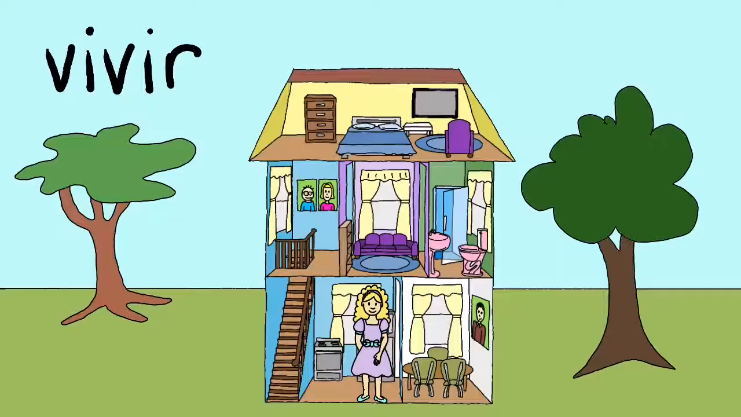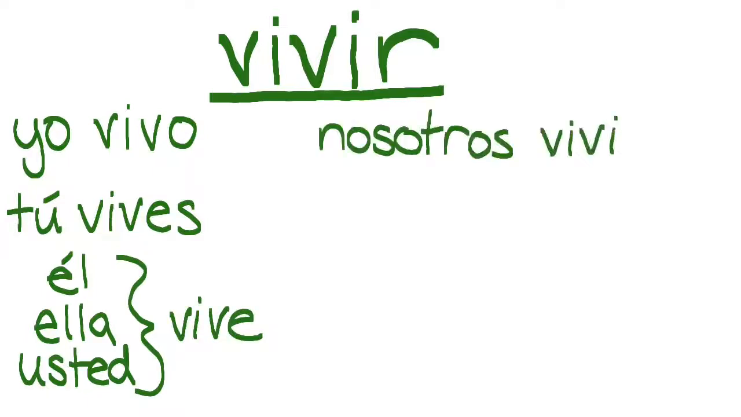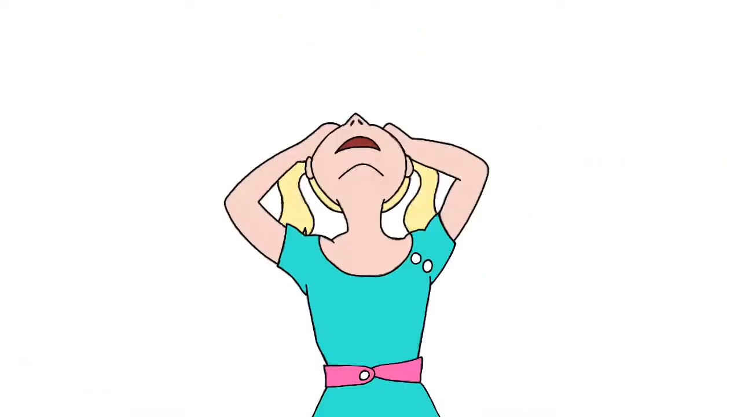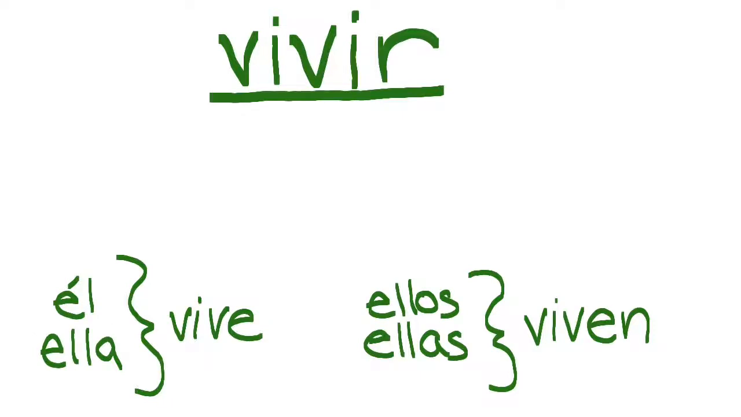Okay, let's conjugate some present tense IR verbs. Vivir. Again, these are a lot of words, and you don't need to learn them all right now. Really, you can relax. I just need you to learn these ones. Él vive, ella vive. Ellos viven, ellas viven.